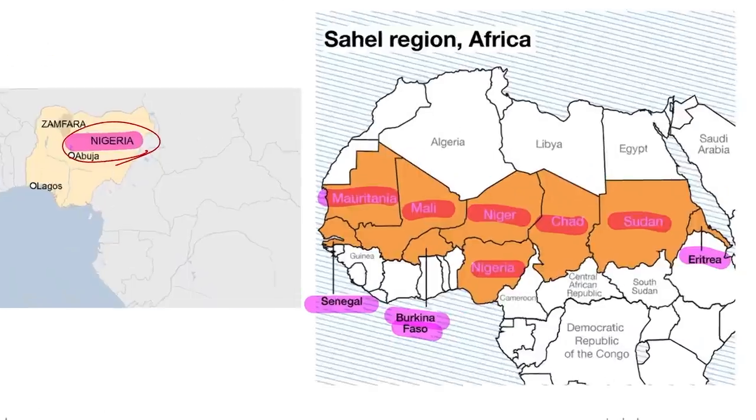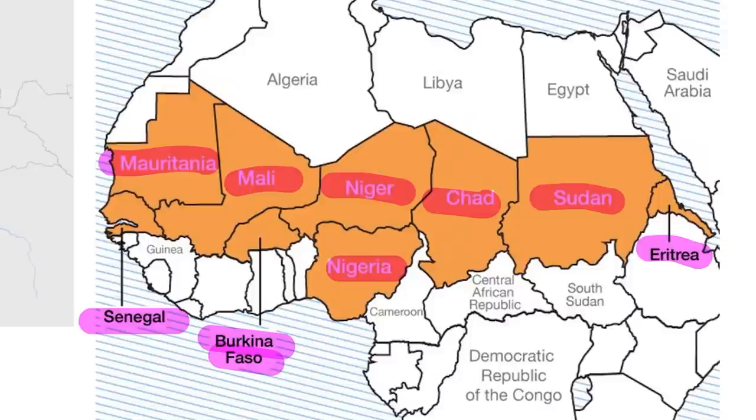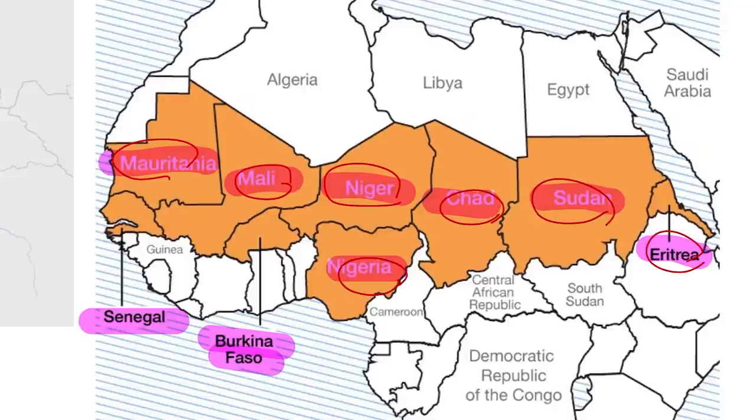Friends, here we can see the nations of the Sahel region. The nations bolded in yellow form the Sahel region. That is Mauritania, Mali, then Niger, then Nigeria, then Chad, Sudan and Eritrea. And once again, other small nations like Senegal and Burkina Faso. Friends, these are the nations contributing to the Sahel region. The Sahel region lies in the hardcore Saharan desert.